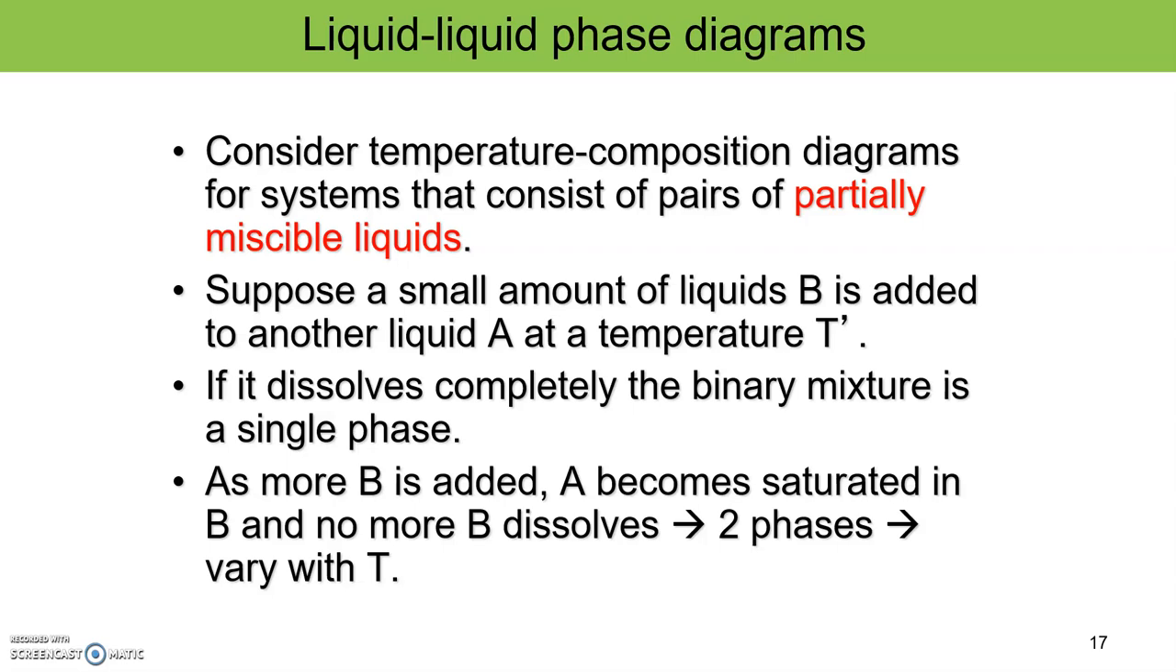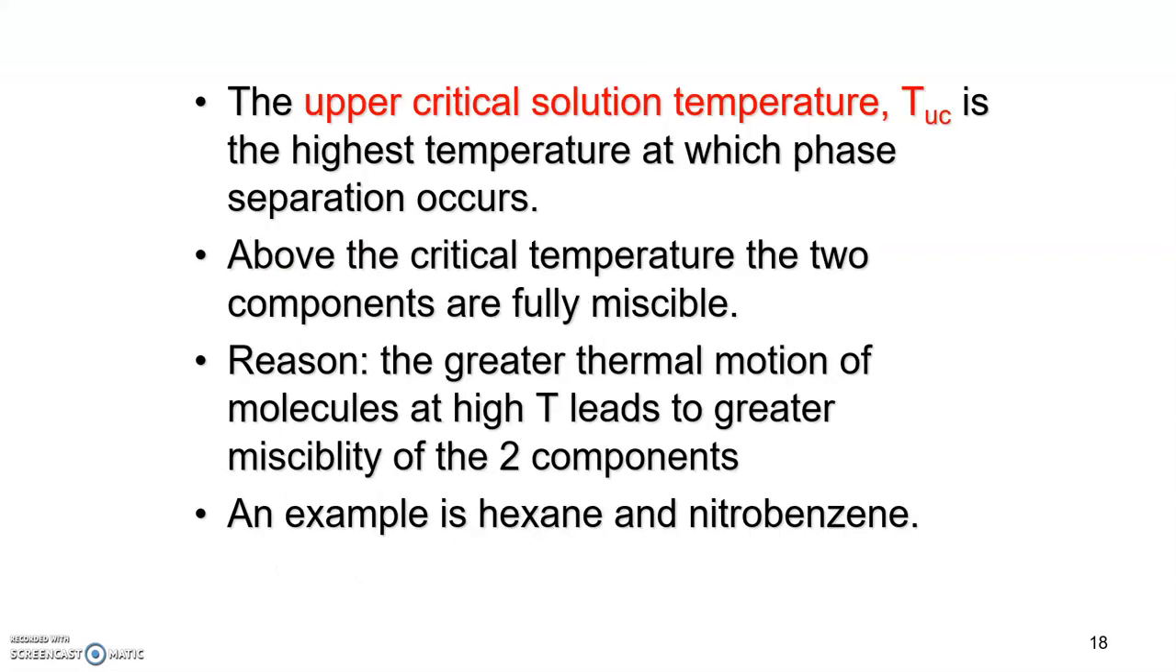So this phase will vary with temperature, and then we will see the upper critical solution temperature, which we can label as TUC. It is the highest temperature at which phase separation will occur, and above the critical temperature, the two components are fully miscible. So this solution is dependent on temperature.